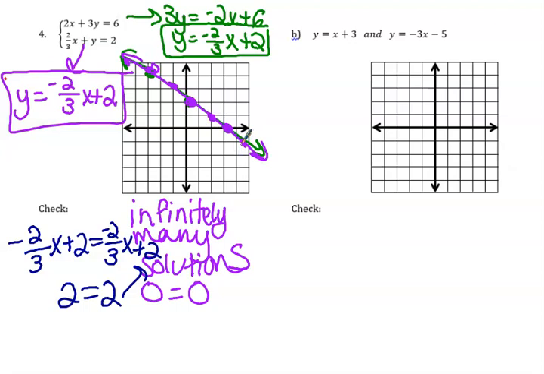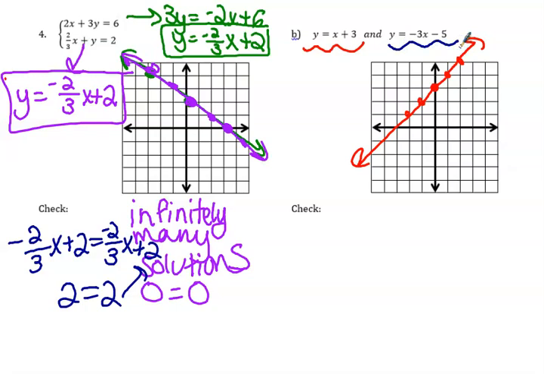All right, let's try B. So y equals x plus 3. I start at the 3. I go up 1 over 1 to the right because it's a positive slope. And then my second graph, let's make a different color. So let's make that blue.